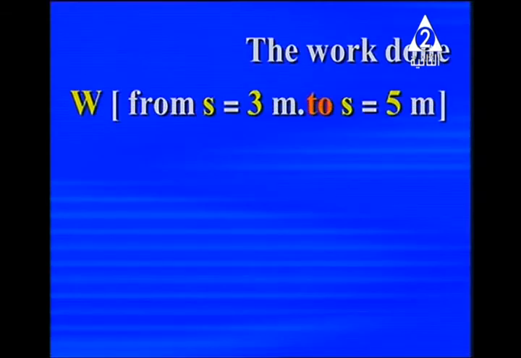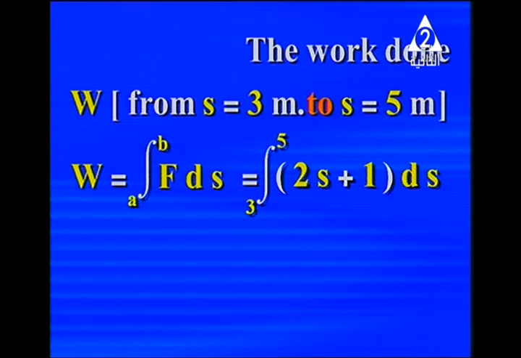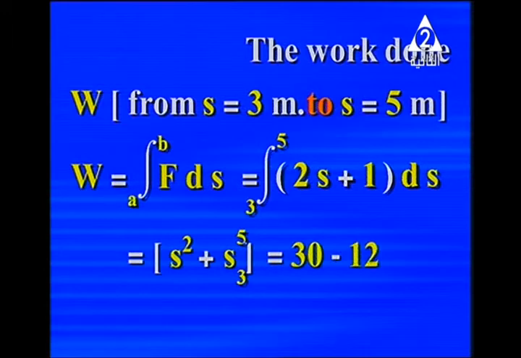Solution. The work done, dear student, from S equals 3 to S equals 5 equals the integration of the force with respect to ds. Then the work done equals the integration from A to B of F ds, by substitution A equals 3, B equals 5. What is F? F equals 2s plus 1. What is the integration? Excellent student. 2s squared over 2 equals s squared, plus the integration of 1 is s, from 3 to 5, equals 30 minus 12 equals 18 joule.